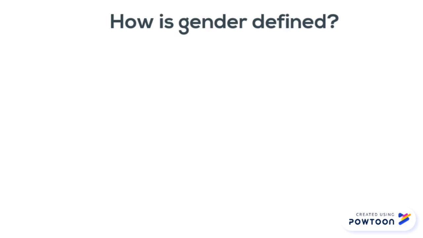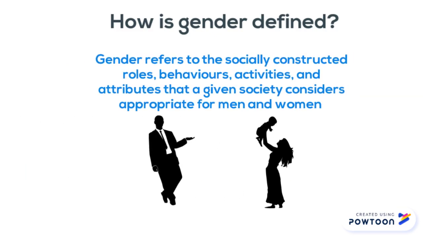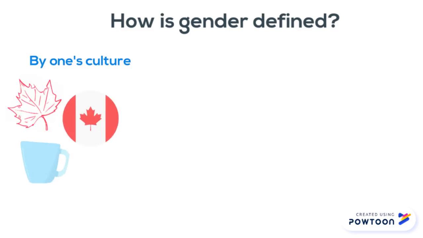How is gender defined? Gender is a social construct of roles, behaviors, activities, and attributes that a given society considers appropriate for both men and women. Gender demonstrates how we speak, associate with others, and link representation with ritual. Gender is largely shaped by one's culture and viewed as something that one does.